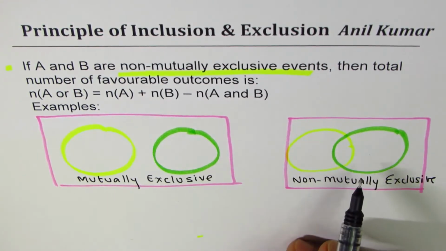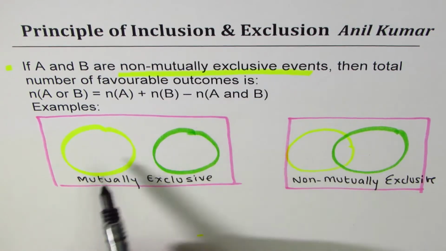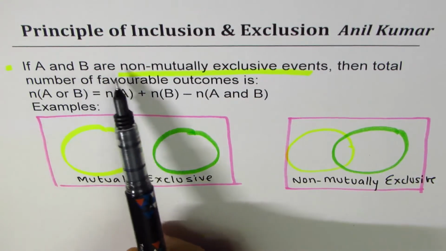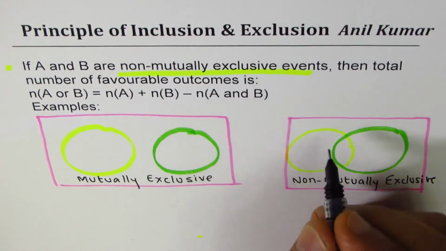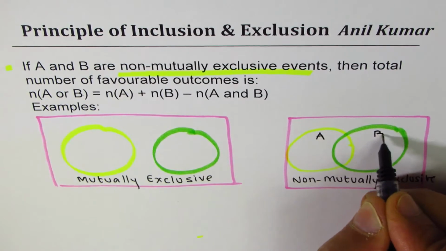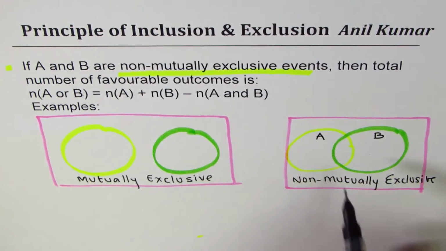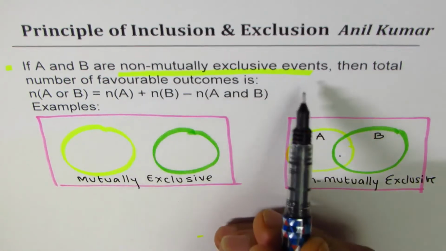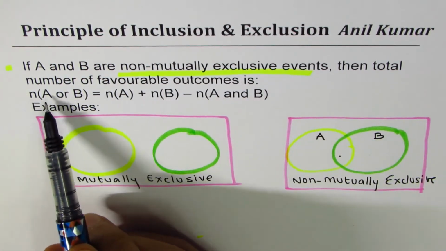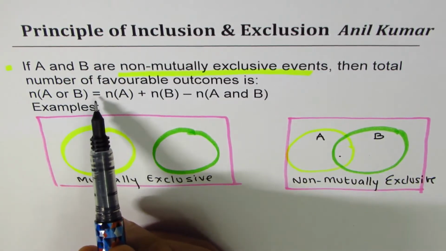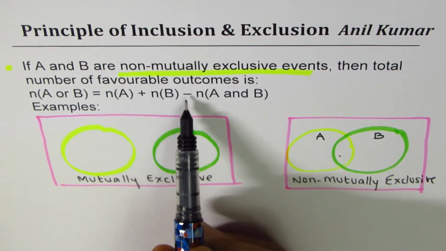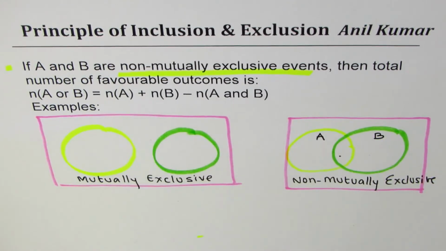But let me tell you that this formula actually works for both. We'll get to that also. So if A and B are non-mutually exclusive events, meaning they have something in common, then the total number of favorable outcomes, the number of elements in A or B, is equal to the number of elements in A plus the number of elements in B, take away the number of elements in both A and B. Perfect. So that is what it means.